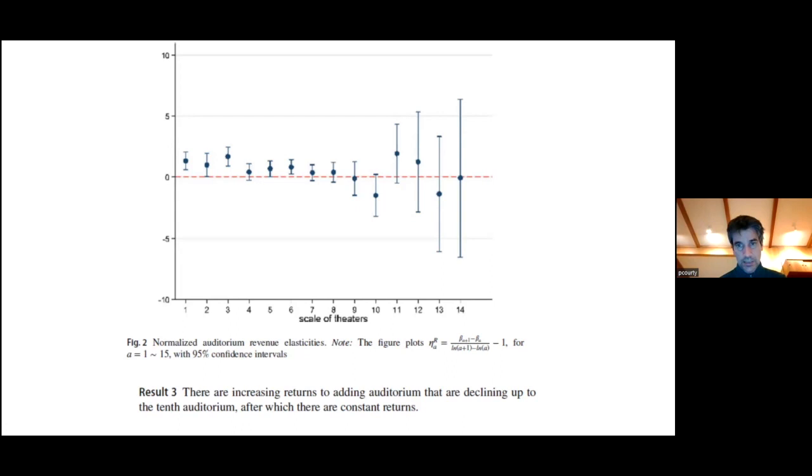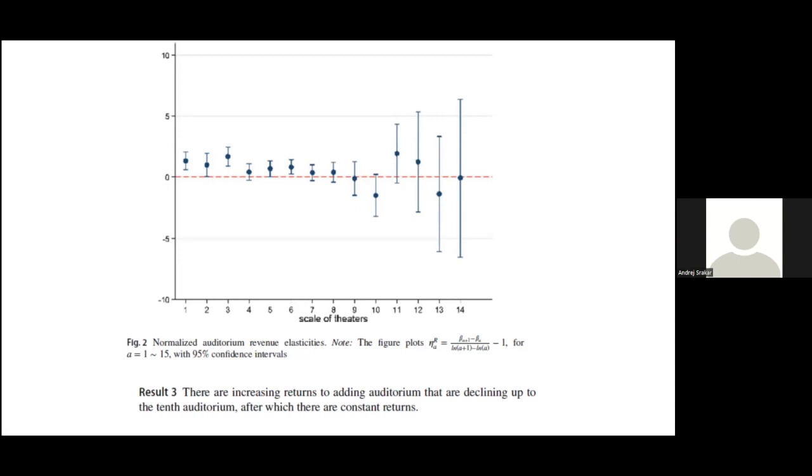So basically, these are the percentage changes in revenue in a theater as you add a screen. And you see, as you add a screen and you normalize it to one, if it would be zero, it means that the revenue is linear in screen count.